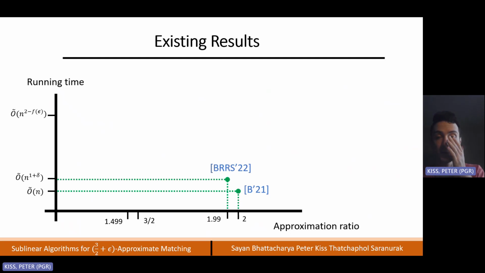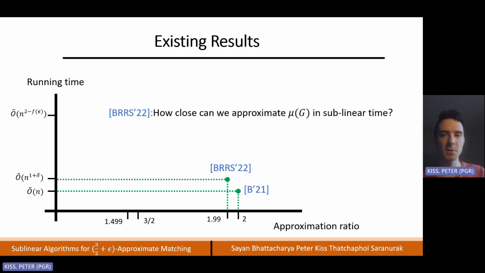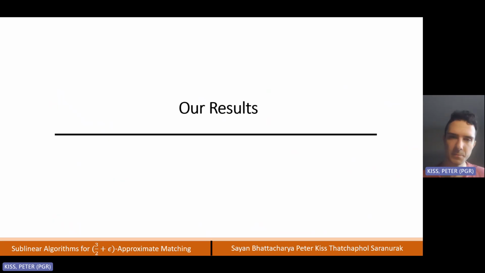And I think in SODA '22, there was a paper which showed that if you are willing to go slightly above n time, you can get slightly below 2 approximation, so you can beat 2 approximation. And the very same paper at SODA asked the question of how close can we approximate mu of G in actually sublinear time. And we take a big step towards answering this question.